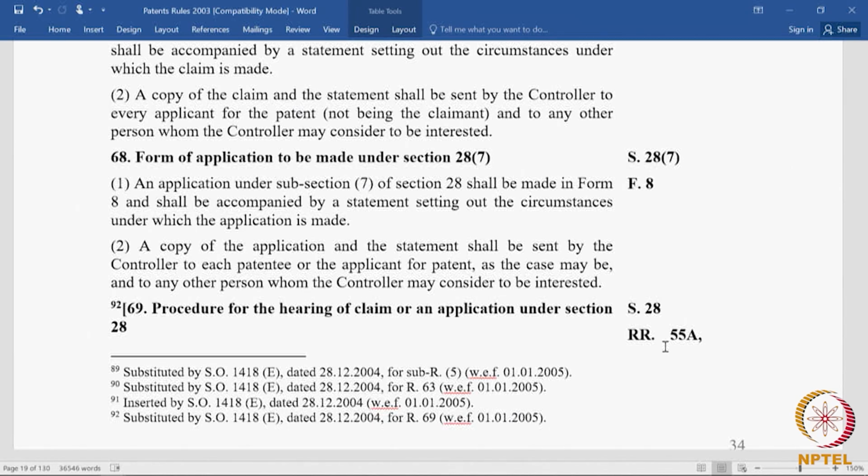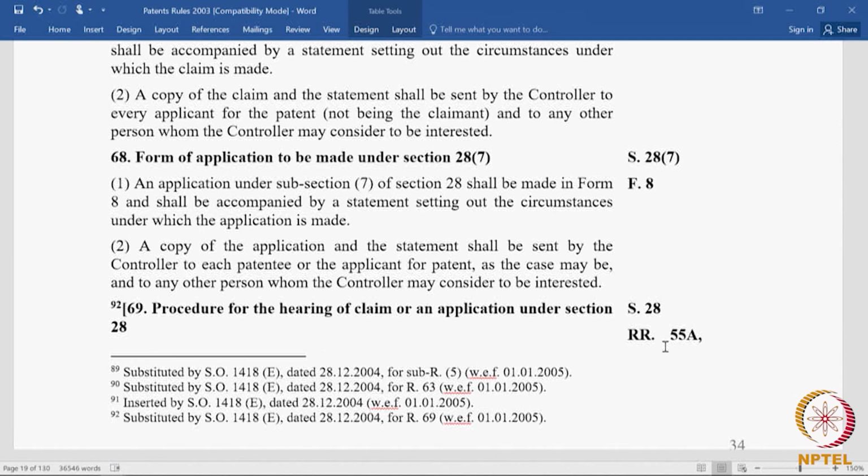So, a statement is required because you are a third party entering into the proceeding. Now, there could be another question: in how many proceedings under the Patents Act can third parties intervene before the grant of a patent? We saw under 25(1) third parties can intervene, any person. 28(7) and 28(3) are two instances where a person interested, a third party, can intervene into the prosecution.